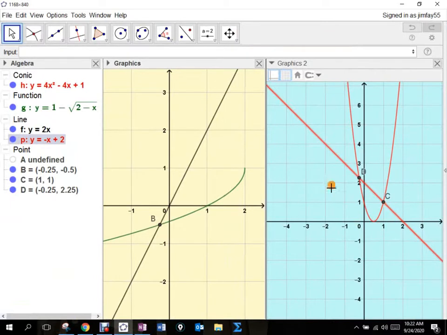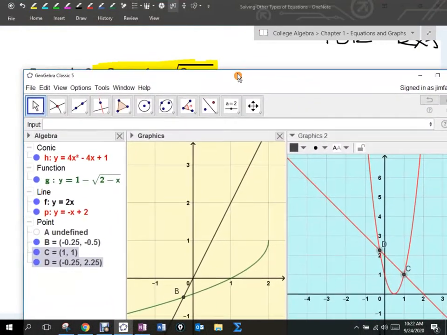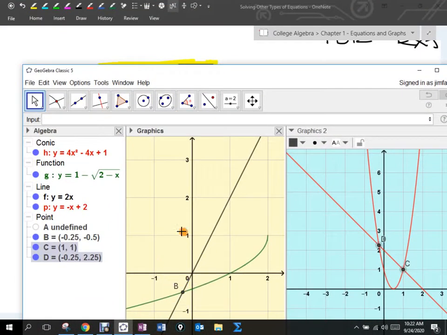We get this image over here. How many times do these two things cross? Twice. If we look at their ordered pairs, they're point D and C. It's those two. So the solutions to what we have right here in this blue, there's two solutions to that. How many solutions are there to the yellow?